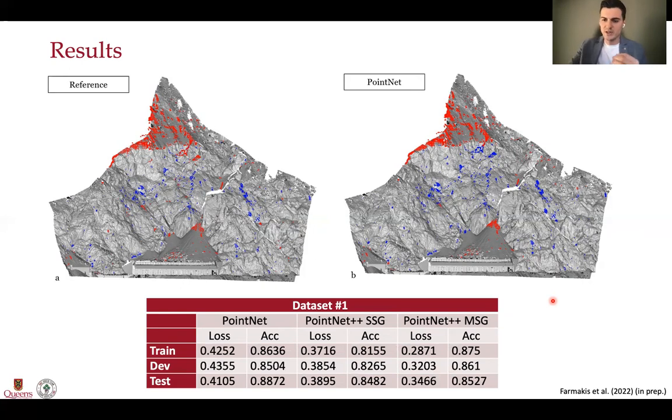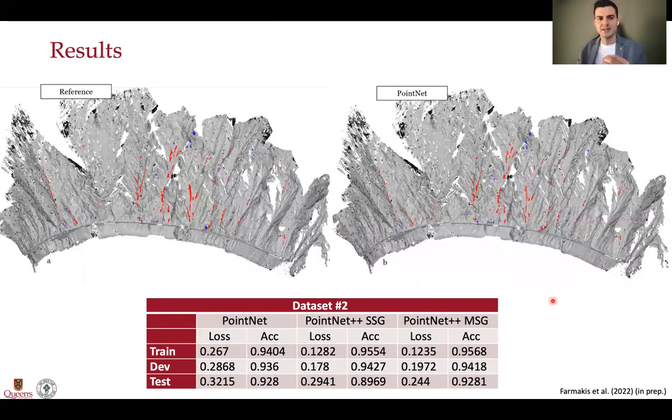model produces. It's very evident on the other side, in the other data set, where here we see again the results of PointNet and the reference data set, the manually labeled reference data set, based on the data coming from the White Canyon West. And we see that PointNet and PointNet++ multi-scale grouping have almost the same accuracy and low loss. However, there is a difference in the quality of the errors.